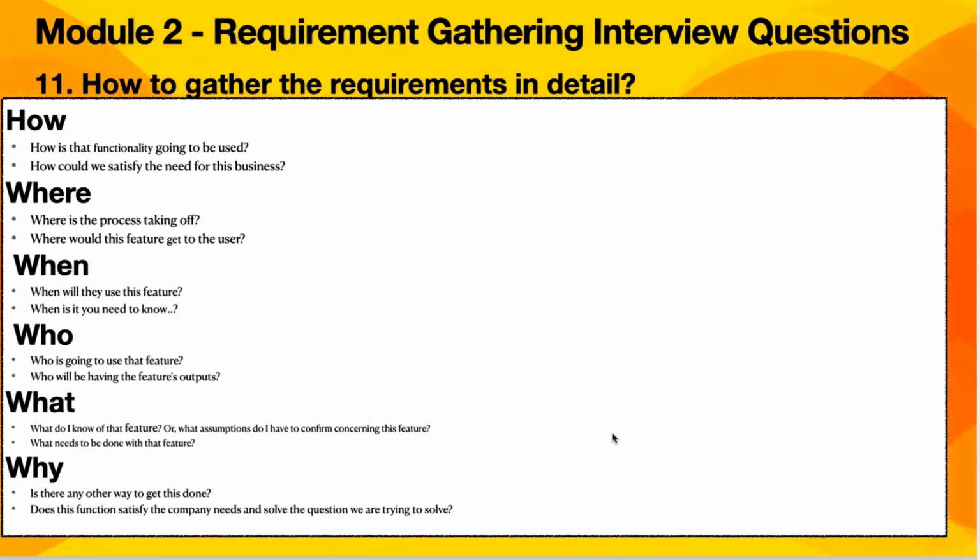And the last one is the why question. Is there any other way we can develop this application? Is there an easier way that this can be done? Does this function satisfy the company's needs, and is the end user happy with our product? So how can that be done? So these are the six questions that you have to ask: how, where, when, who, what, and why.